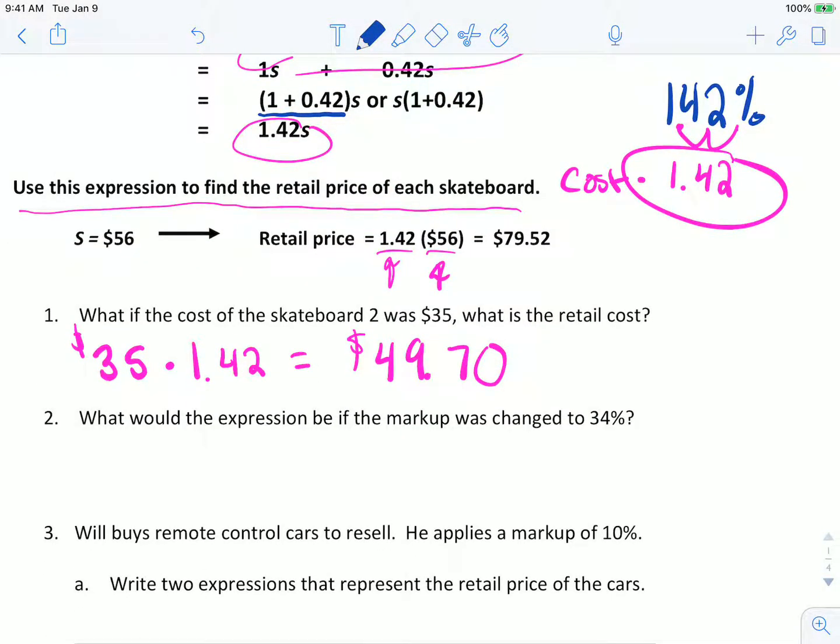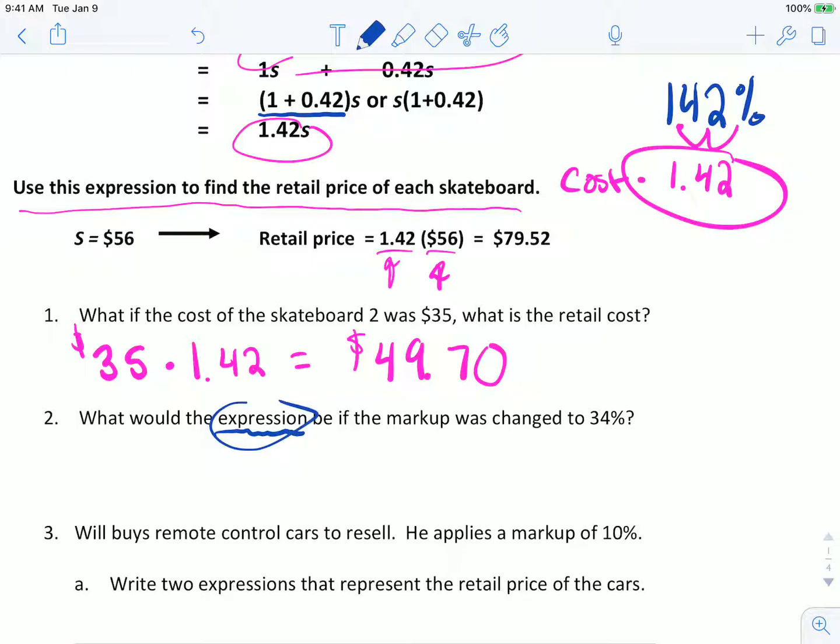All right, number 2, what would the expression be if the markup was changed to 34%? So, remember what an expression means? It's kind of like an equation, but we're missing something. An expression is a math sentence without an equal sign. So once we throw in an equal sign, it's an equation. Chess, put the pen away and write with a pencil, please. So an expression doesn't have an equal sign, but it still has variables and numbers. So we're making an expression, which is just a little math sentence.